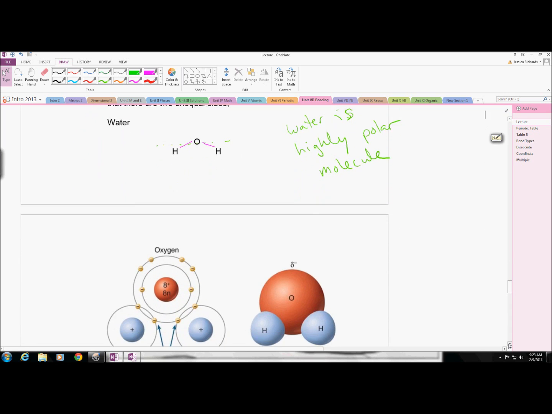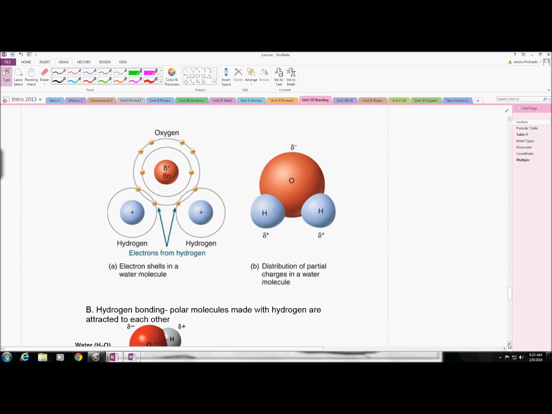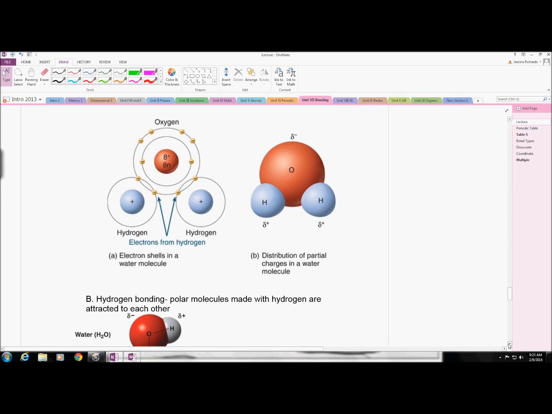Moving on, let's take a look at water. Water is probably the most important molecule that we have. It's the most important compound. It's the one they're going to use the most often for your example of polar or nonpolar molecules.